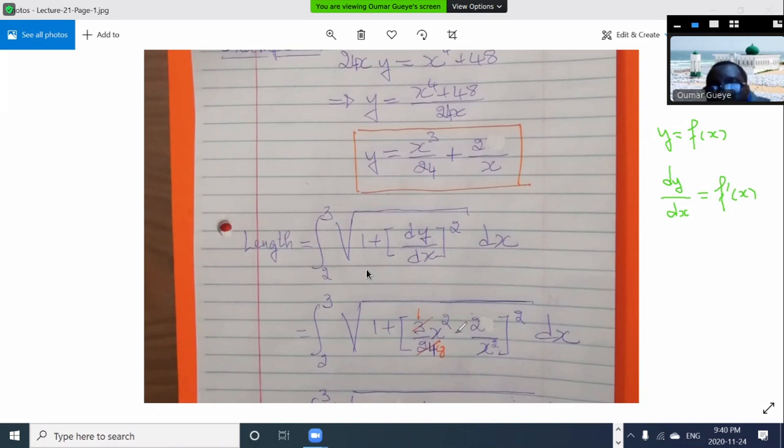Okay, sir. Thank you. So you calculate the derivative of this function. That's the meaning of this notation. All this is a derivative of this function. Any question?